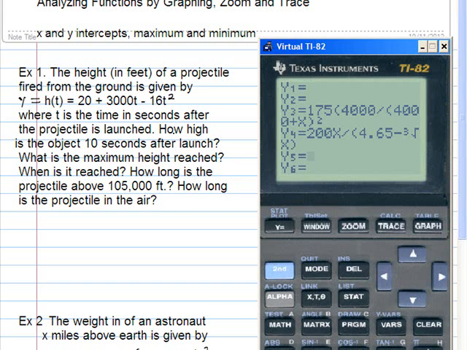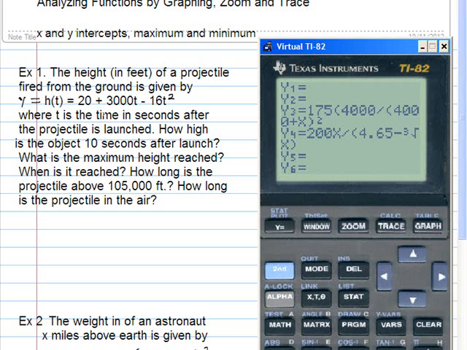So how high is the object 10 seconds after launch? What is the maximum height reached? When is that maximum height reached? That would be in terms of how many seconds after launch. How long is the projectile above 105,000 feet? And how long is the projectile in the air? Well, it's in the air till it comes back down and hits the ground. So let's see how we would use this function to answer these questions.